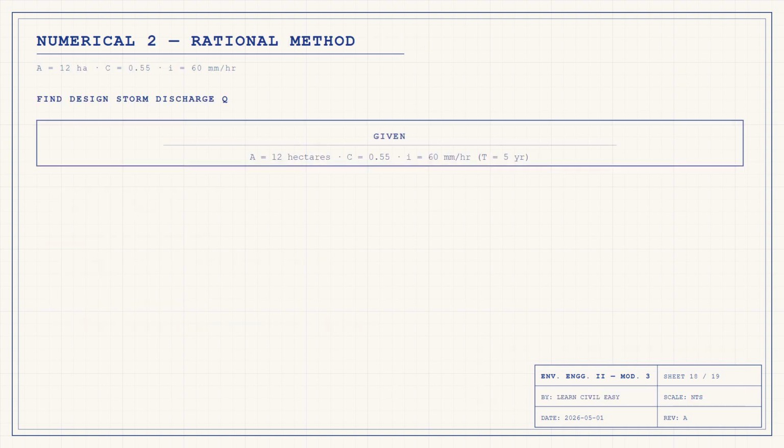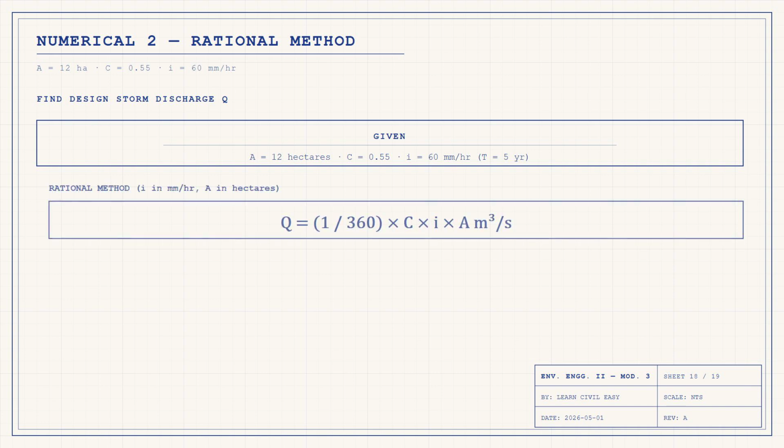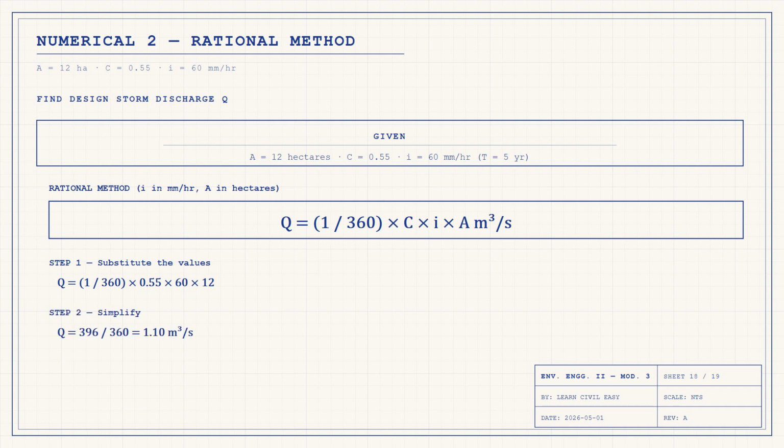Numerical 2. Rational method storm discharge. Catchment 12 hectares, runoff coefficient 0.55, rainfall intensity 60 millimeters per hour. Apply Q equals 1 over 360 times C times I times A, with I in millimeters per hour and A in hectares. So Q equals 0.55 times 60 times 12 divided by 360 equals 396 over 360 equals 1.1 cubic meters per second. That is the design storm discharge.